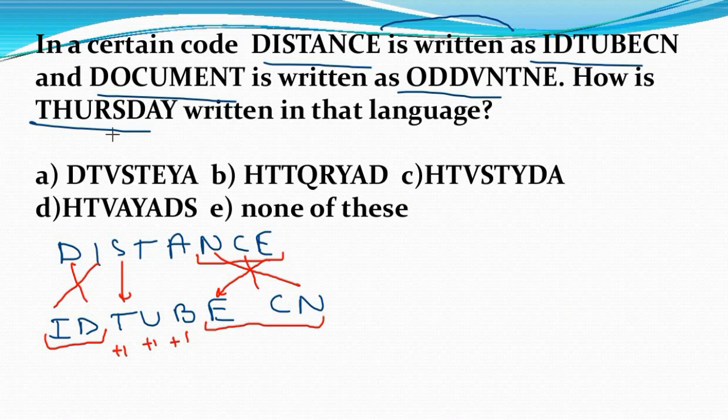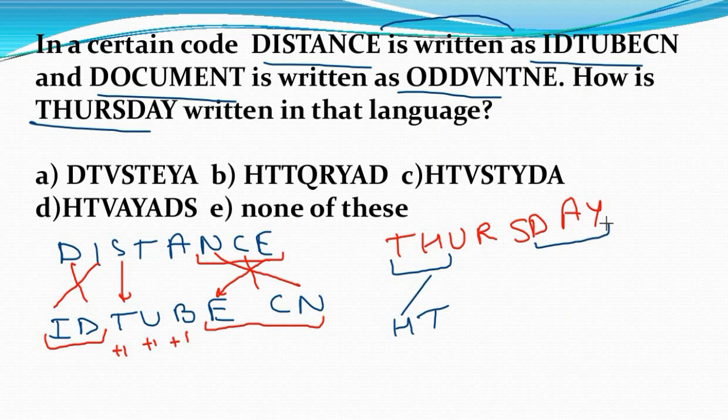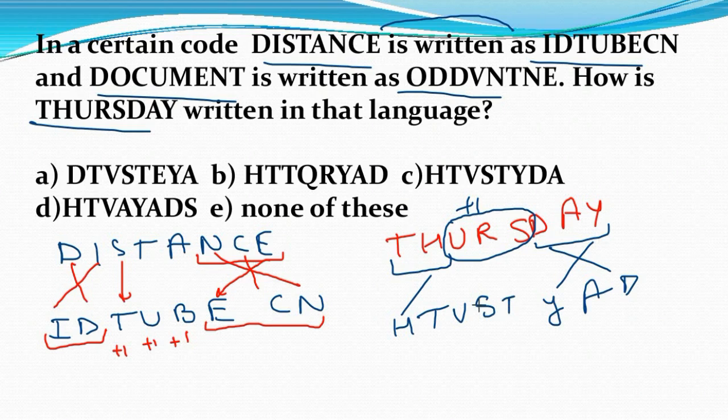So we have to apply it on Thursday. T H U R S D A Y. Thursday means the first 2 letters will be interchanged, H and T, and the last 3 letters will be the cross change. This is the Y, A and D, and the middle 3 letters will be the +1 addition, and the U will be V, the R will be S and S will be T.